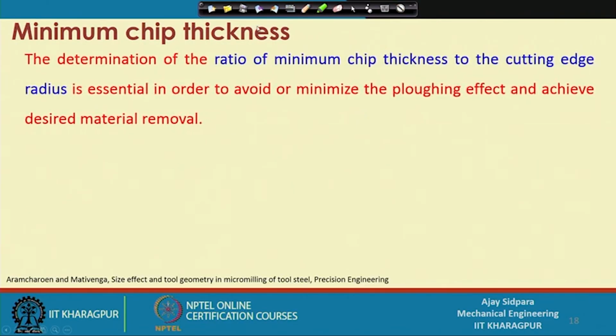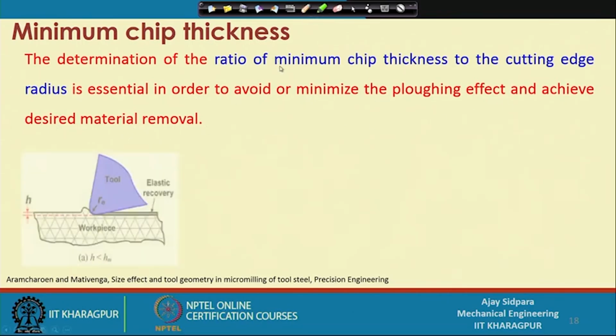Now, coming to the minimum chip thickness. We have seen that in many cases you are not able to remove material. There are two parameters: one is the rake angle, which is mostly going to the negative side, and the other is the chip thickness, and we are constantly comparing these two parameters in the last many cases. So, the determination of the ratio of minimum chip thickness to the cutting edge radius is essential in order to avoid or minimize the ploughing effect and achieve the desired material removal.